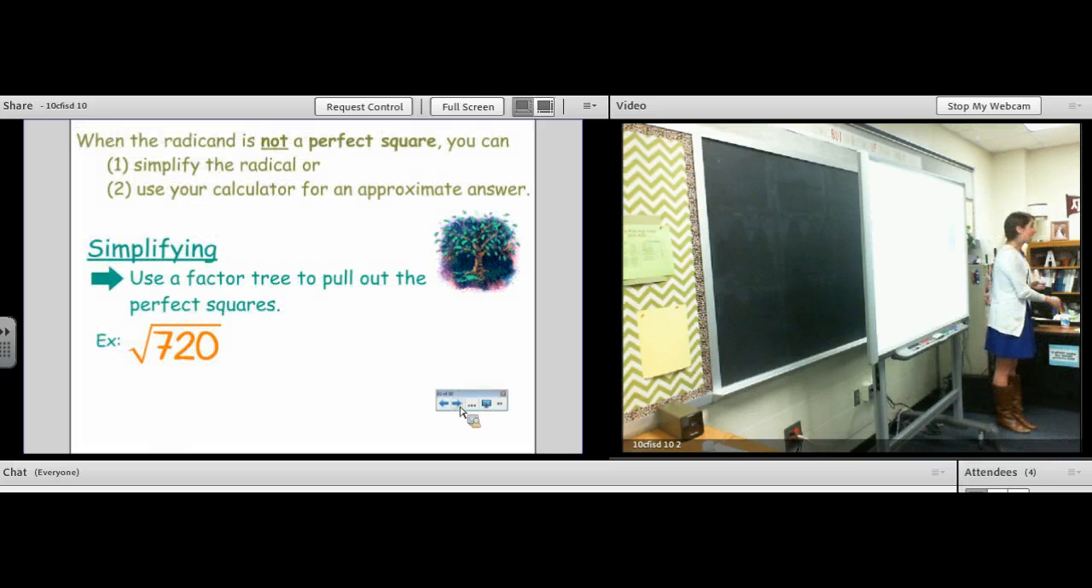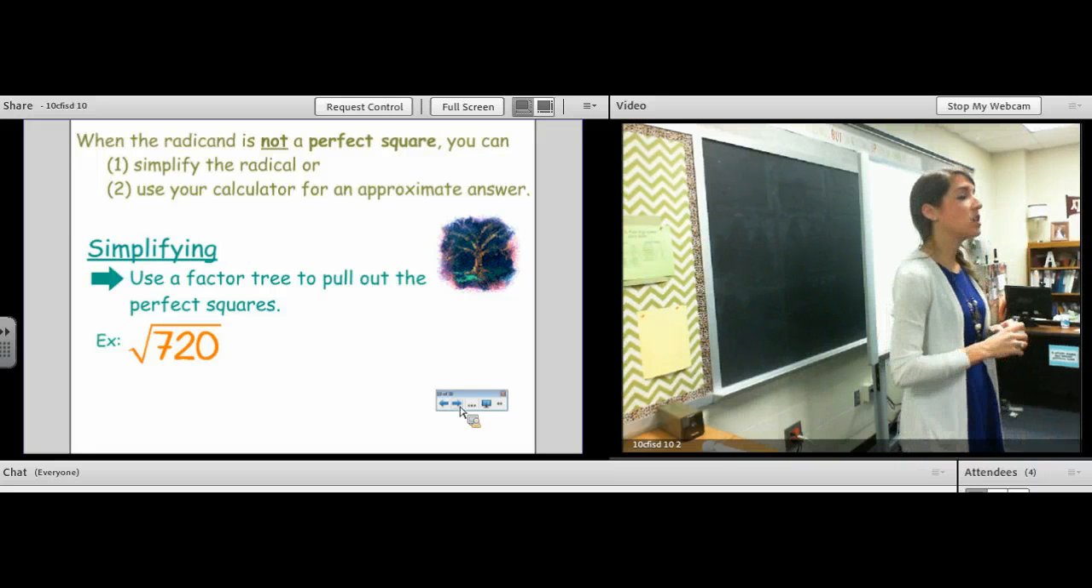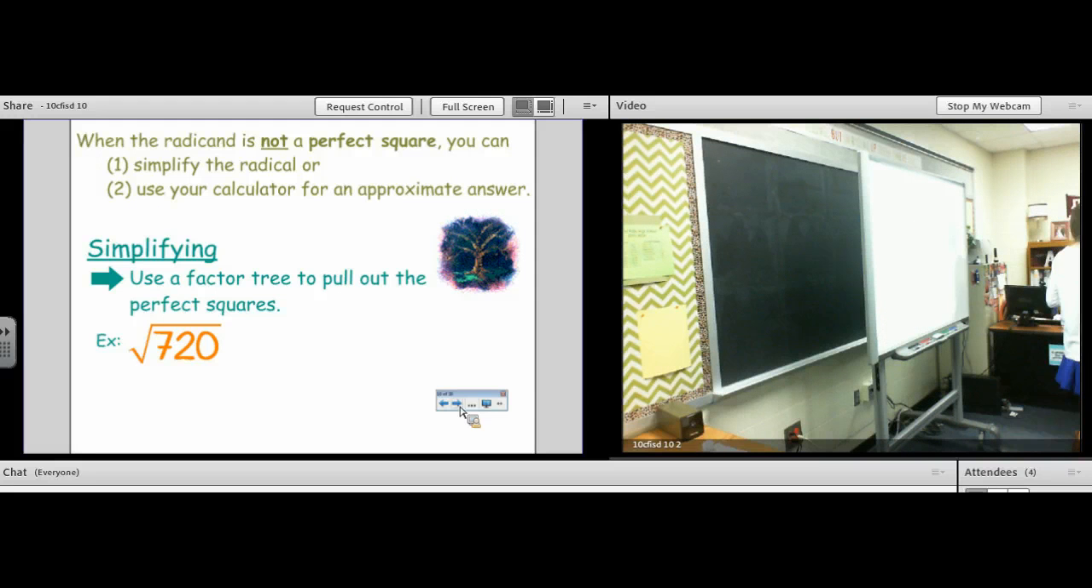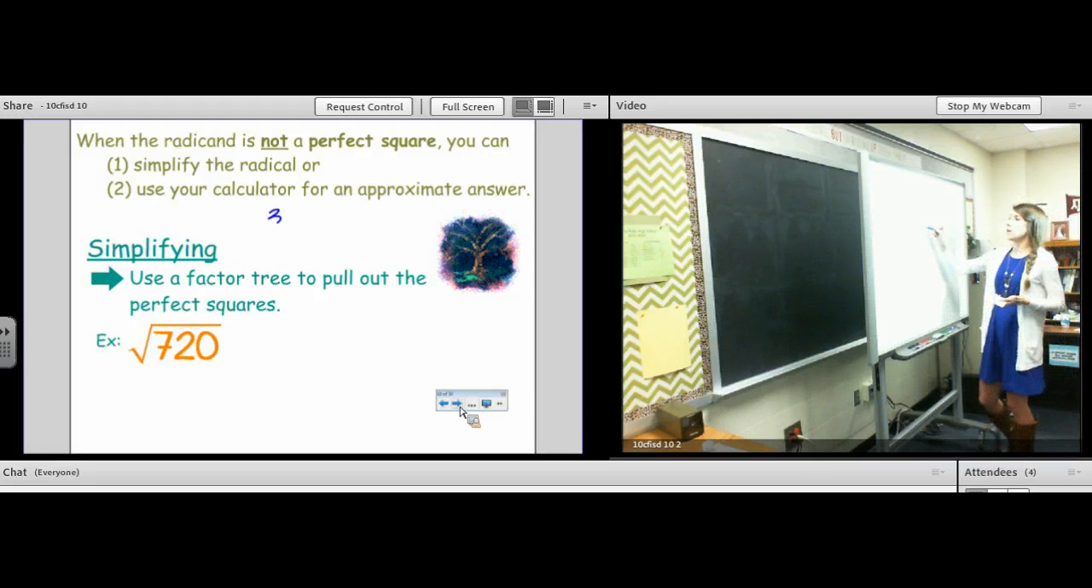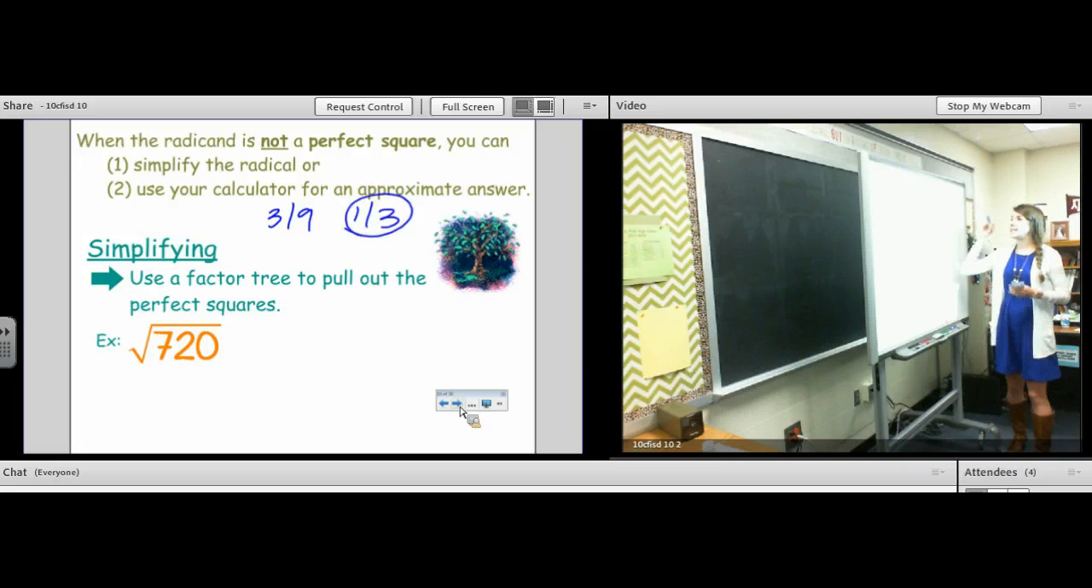When the radicand, if it's a perfect square, your life is easy, your life is good, you move on. If it's not a perfect square, then you need to simplify it. Simplifying a radical is kind of like reducing a fraction. So if I have 3/9, that would reduce to 1/3. Now, 1/3 is the simplest that 3/9 can get.